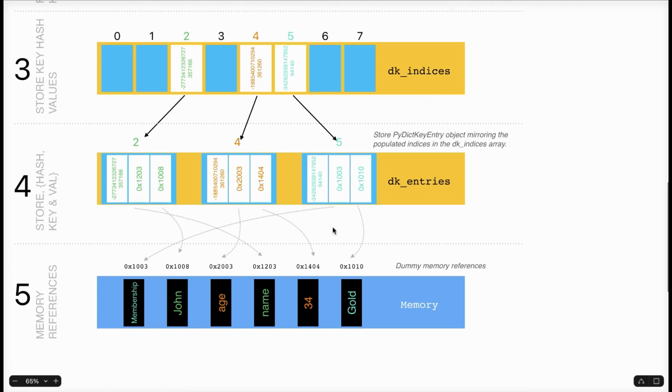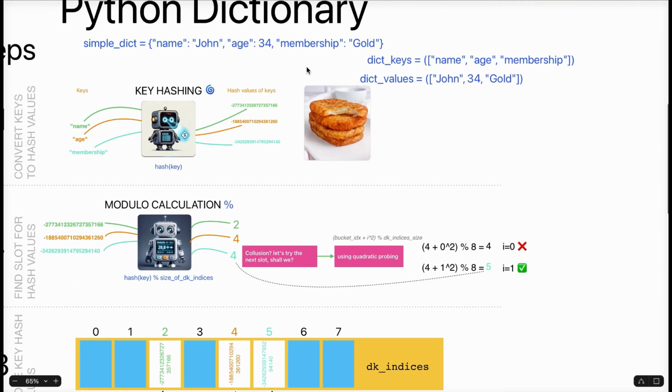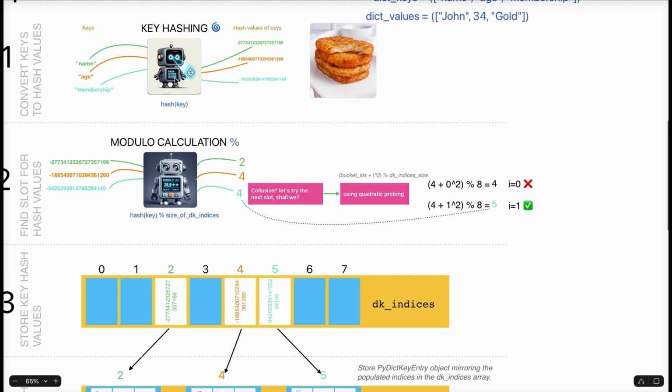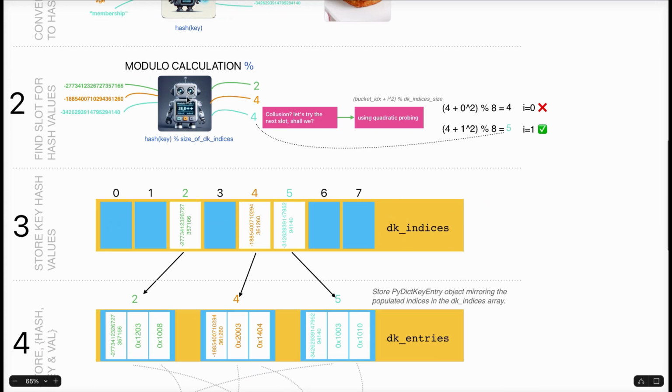So now we've created a dictionary from the ground up. Let's just revise. We have a dictionary here. We take the keys and pass them through the hashing algorithm. We get the hash value, and then we calculate the modulo against the size of our array, which happens to be 8 in this case. If a collision occurs, that is, if two different hash values generate the same index, then we do open addressing, or quadratic probing in this case, and find the next available spot.